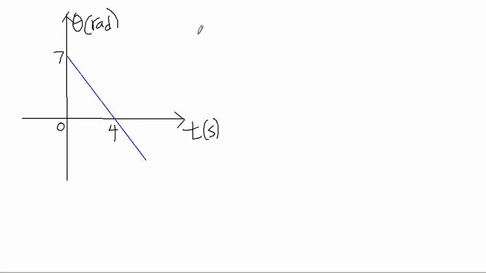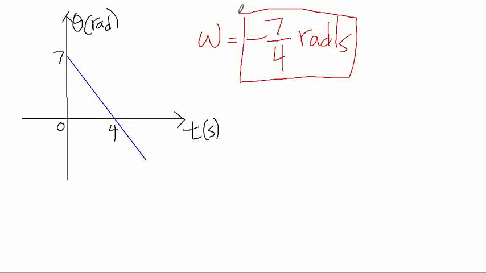Okay, I'll go ahead and calculate it now as well. So I'm going to focus on the horizontal and vertical intercepts to calculate the slope of the blue line. And I'm going to get negative 7 over 4. So negative 7 over 4 radians per second is the answer. And I hope that's what you got.